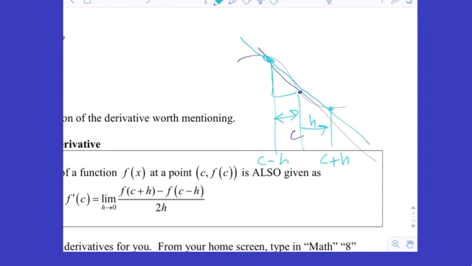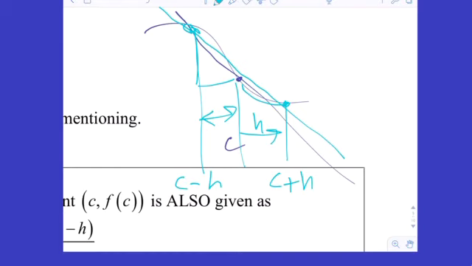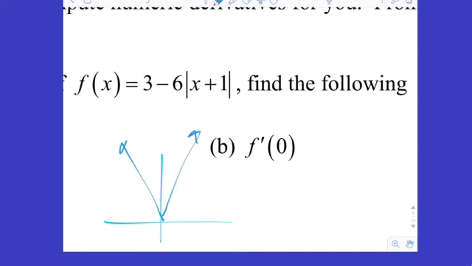The change in the y values, f of c plus h minus f of c minus h, all over the change in x, which you could clearly see here is 2h's wide. If you let h still go to 0, you're letting this point converge to that one and this point converge to that one. You end up with the same result. But it's going to be a problem for the graphing calculator if you ask it to take the derivative, which we'll do on Monday.